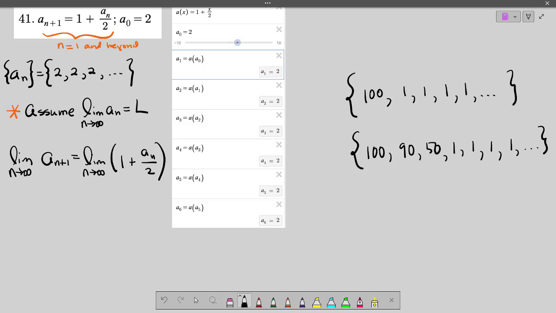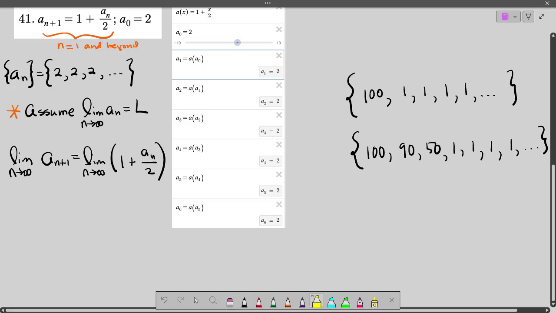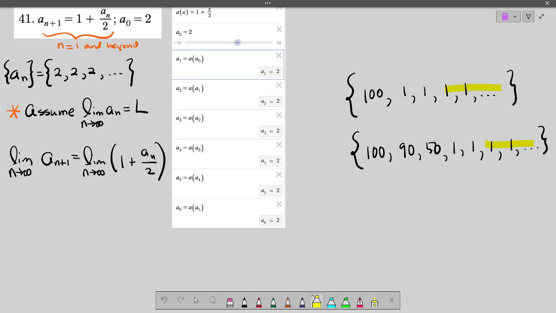Don't those have the same limit? The important thing when you're taking a limit is as n goes to infinity. It says as you get further and further out in the sequence, are you approaching a single number? Yeah, in both those cases, we're approaching the single number of 1. The leading terms have no bearing on the limit. So we just have to look at the tail.